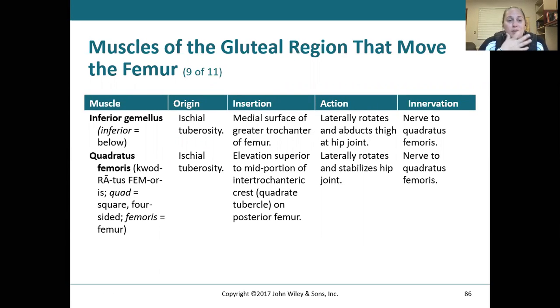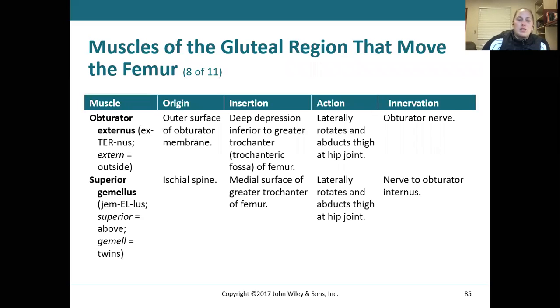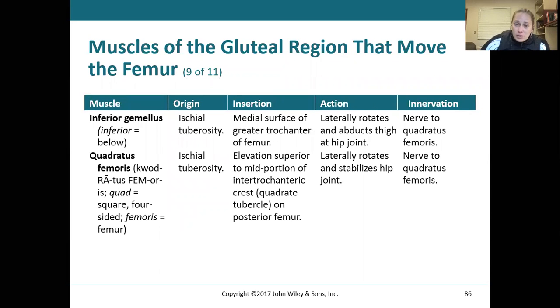Okay. Inferior gemellus, so we just went over the superior. Here's the inferior. It laterally rotates and abducts the thigh at the hip joint. We're seeing a lot of the same action here. Its origin is the ischial tuberosity and its insertion is the medial surface of the greater trochanter of the femur. So there's a lot going on with that greater trochanter of the femur. Think of how important it is for mediating the movement of that whole area of the bone.